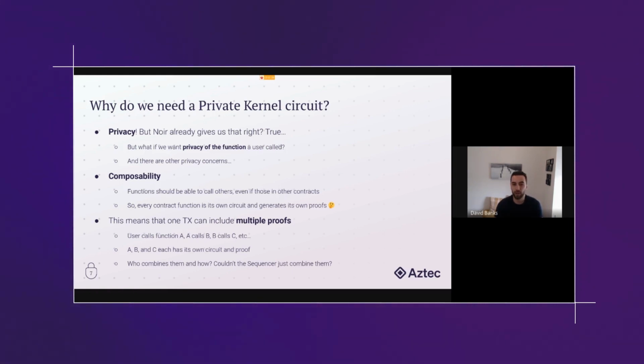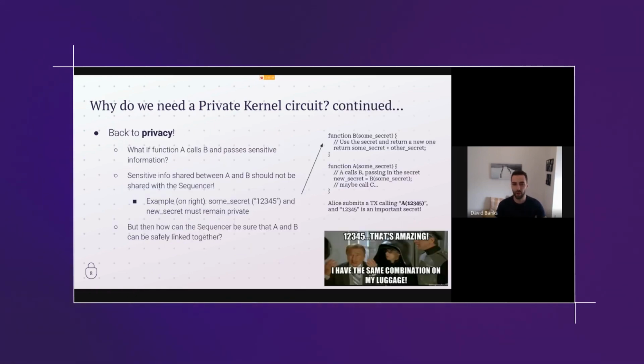So that presents a problem because that means that one transaction can actually result in multiple proofs. So if a user calls function A in a smart contract and that calls B, which calls C, and they could be in the same contract or different ones, each function call has its own circuit and therefore will be generating its own proofs. So the problem is who combines them and how. And you might think, well, the sequencer could just combine them, but then that brings us back to the privacy issue.